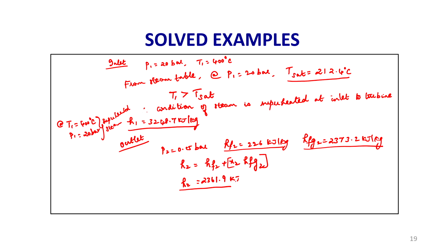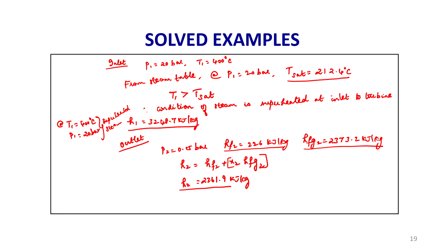2361.9 kilojoule per kg. So, you can see the steam possesses an enthalpy of 3248.7 at the inlet of the turbine, and after the steam is expanded, it has lost some portion of the energy. Some portion of the inlet energy has been converted into useful work, and the remaining low pressure steam which is leaving the turbine has an enthalpy of 2361.9.